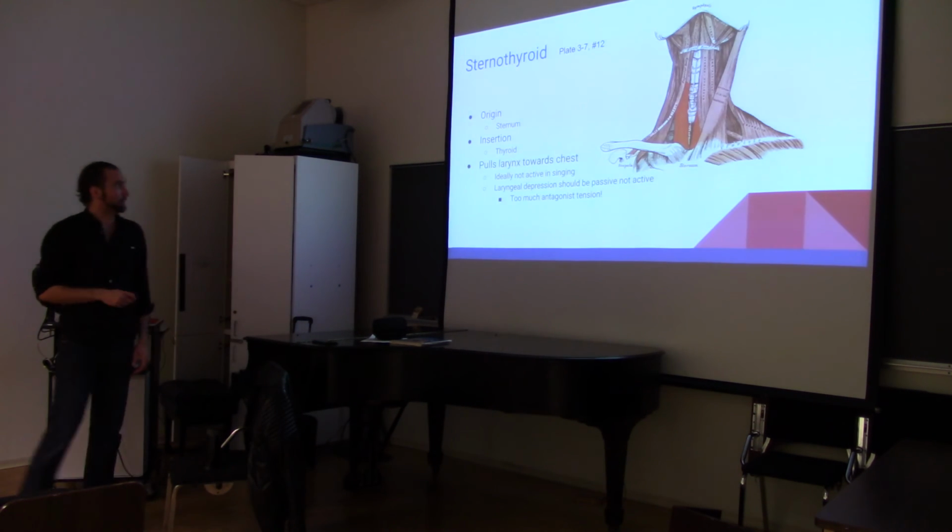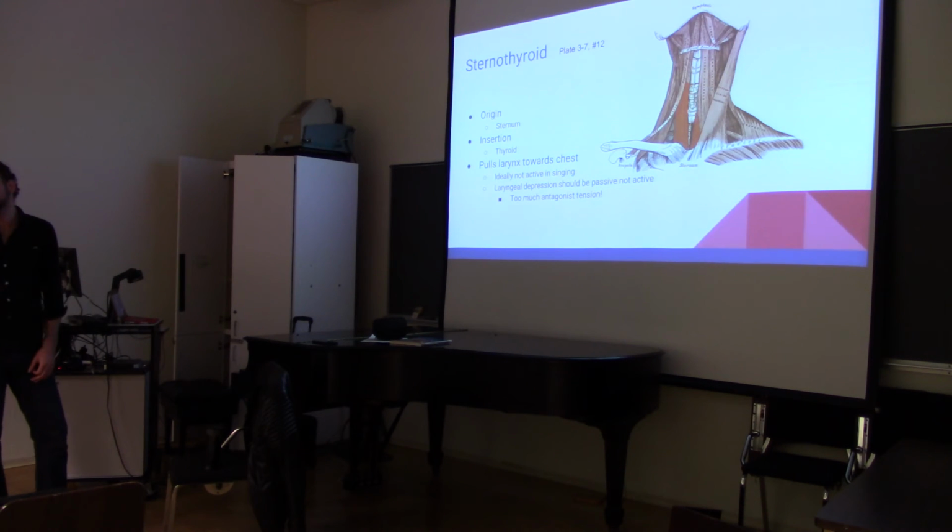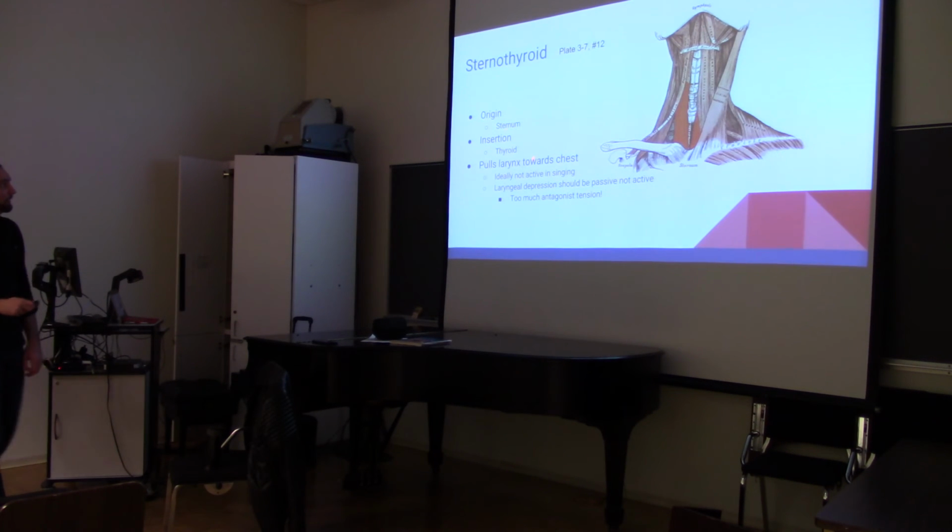Sternothyroid, sternohyoid, and omohyoid. Okay, sternothyroid. Because we're going to depress the larynx, pushing it down, these are all going to be below the hyoid bone, right? That's a good way to remember. The origin of the sternothyroid is in the sternum, down here, and the thyroid, up here. It pulls the larynx towards the chest, ideally not active in singing.